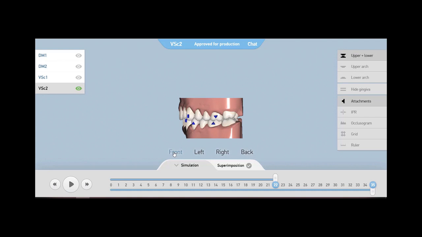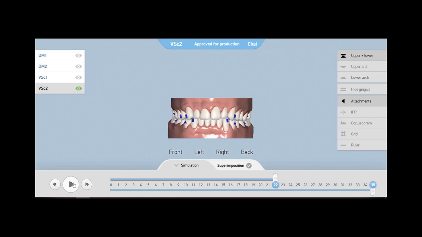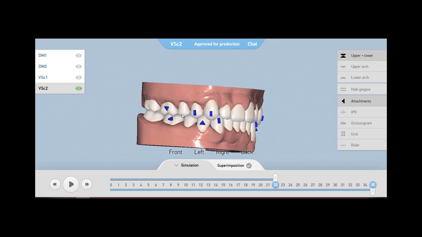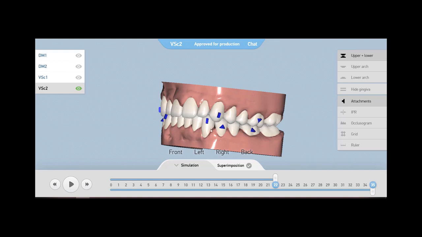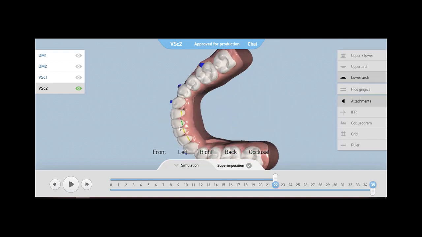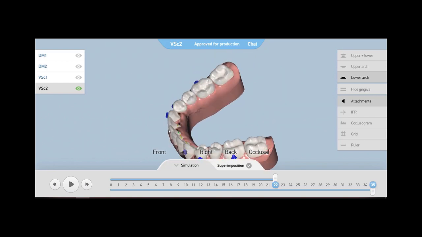Now, if we look at the attachments, we see that these are the attachments here, the blue ones. You will remember that the triangle attachments are used to fix the aligner and also for anchorage, and the other attachments, the vertical ones, are used to control the teeth movements. Here we can also see on the lowers the power ridges to control the torque and the movement.